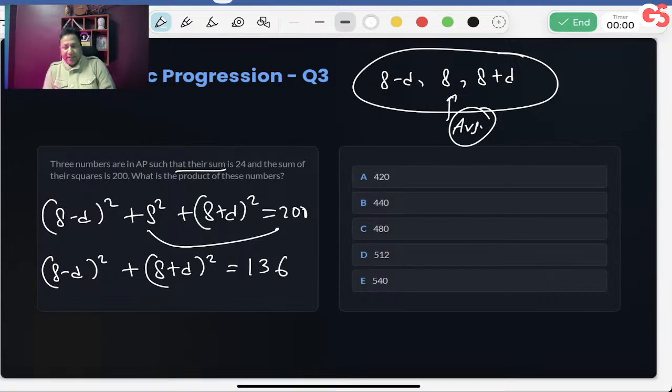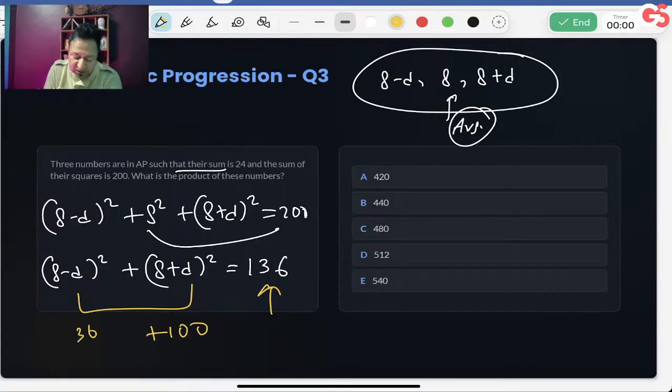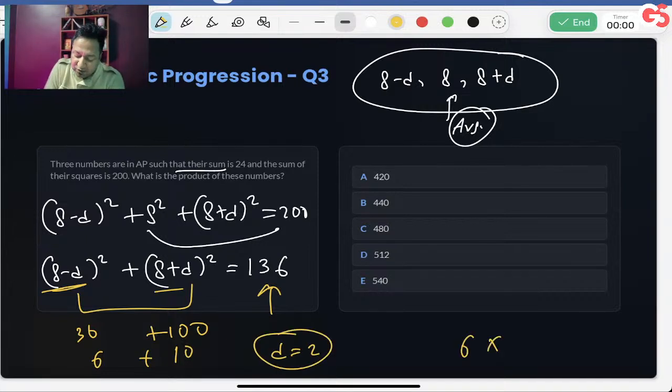So I can either expand (8 minus d) whole square and (8 plus d) whole square, form a quadratic equation, then try to solve it. Or I might use familiar numbers, two perfect squares which add up to 136. Do we have two such numbers? Yes, I think 100 plus 36 is there. So 36 plus 100 is a possibility. If so, then 8 minus d must be 6, and 8 plus d must be 10. Is that possible? Yes, that's possible if d is equal to 2. Wow. So we got the numbers: 6 into 8 into 10 is the number. Answer is 480.